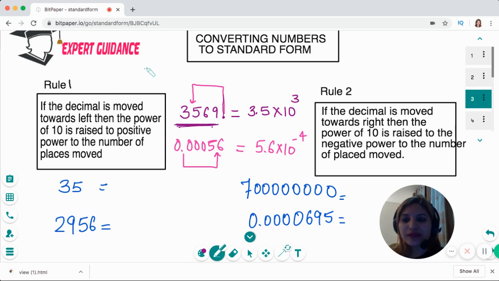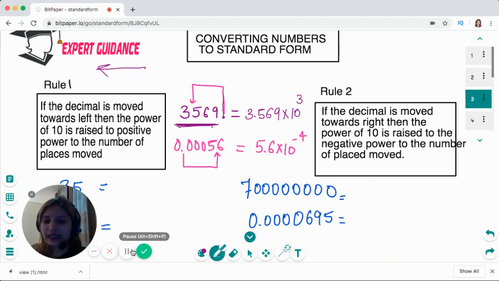So if the decimal is moved towards the left, then the power of 10 goes positive by the number of places you have moved the decimal. So you have moved the decimal 3 places to the left. So we will write this number as 3.569 times 10 to the power 3. I hope this is clear to you.